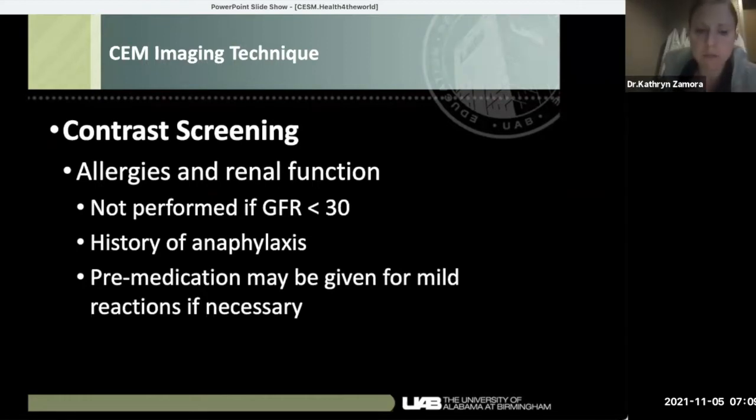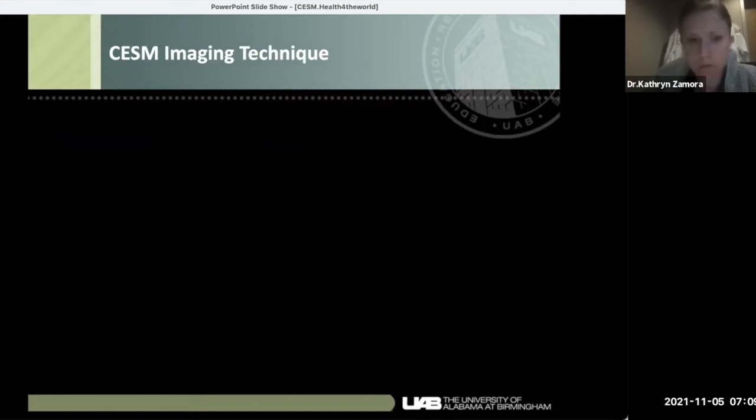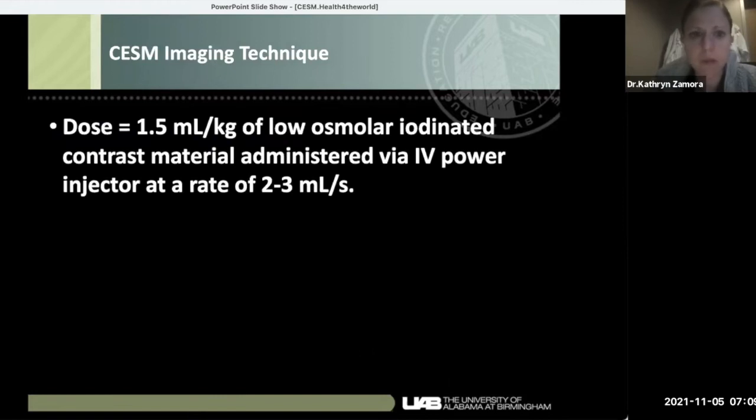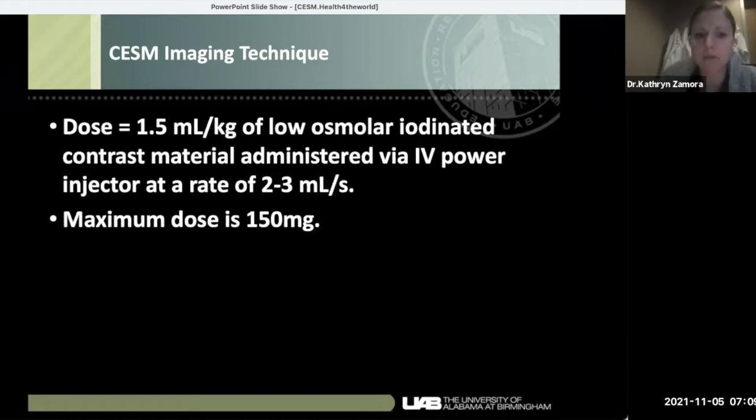There are sometimes, if they've had a mild reaction, such as itching to iodinated contrast, we may pre-medicate using our regimen prior to the examination. The dose that we give is usually 1.5 milliliters per kilogram of low osmolar iodinated contrast, and we administer that via IV power injector at a rate of 2 to 3 milliliters per second. Our maximum dose is 150 milligrams.